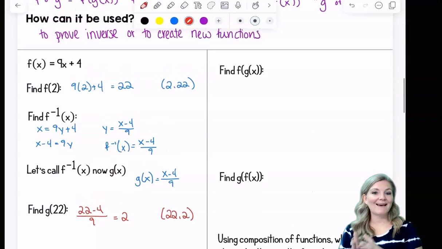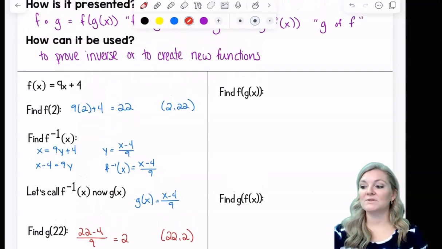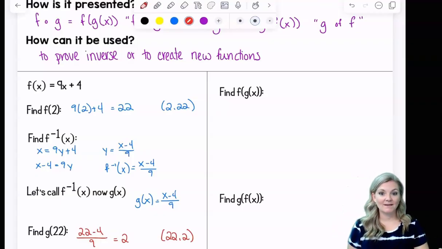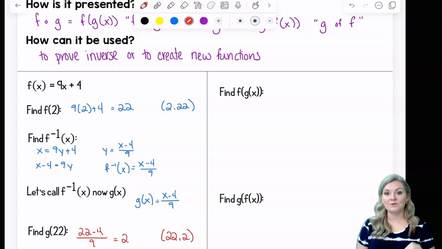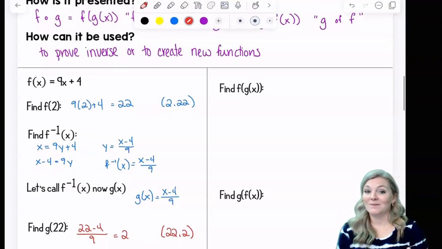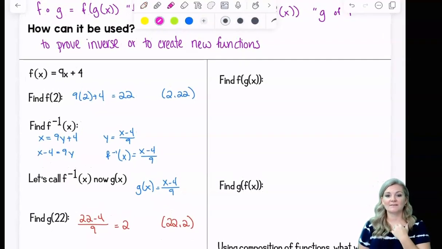So let's use that idea by finding f of g of x. Now, what did we just say? If we input an x, and these are true inverses, I should output an x. Your input and your output should be the same if they are inverses of one another. And when these are, because we just did this. So find f of g of x.